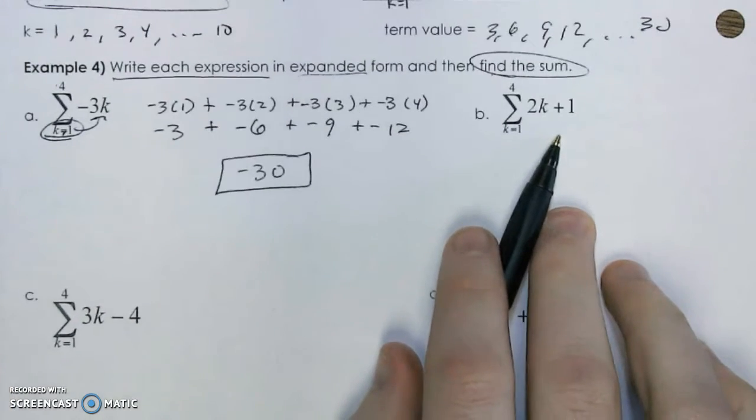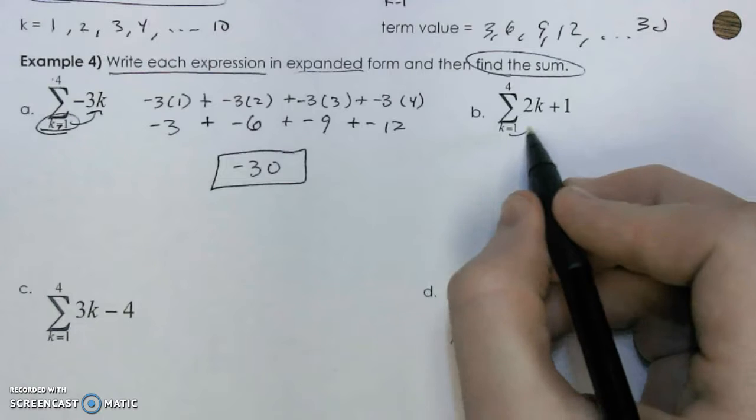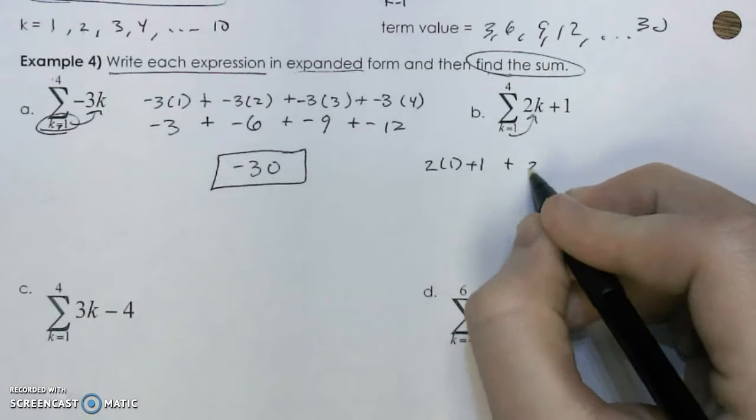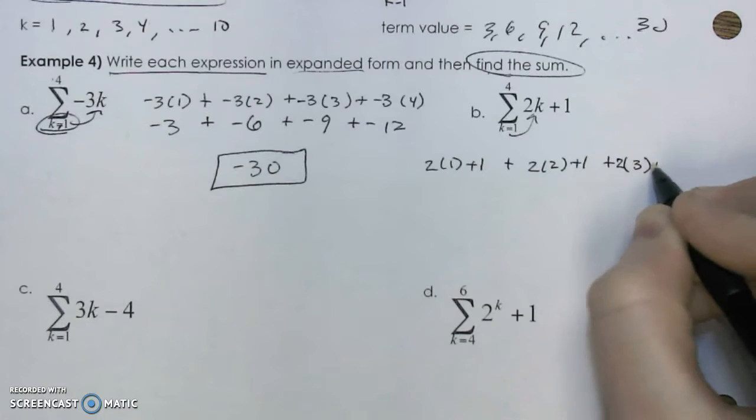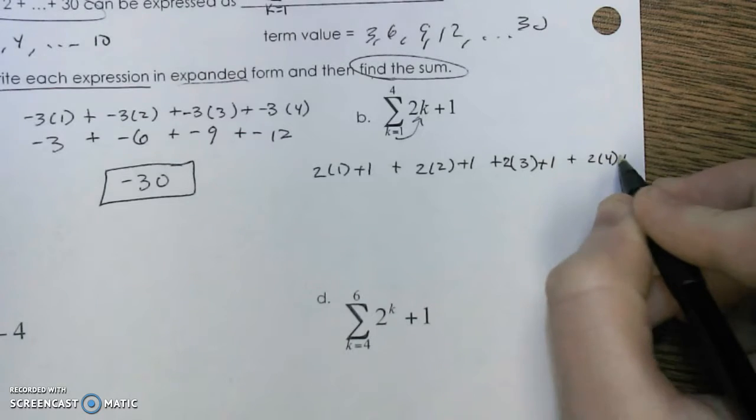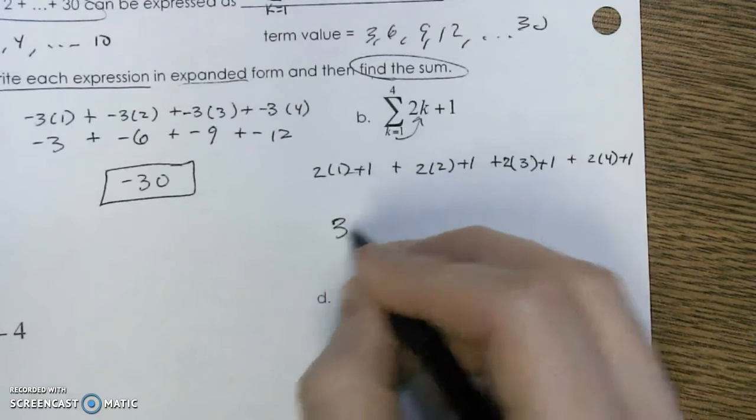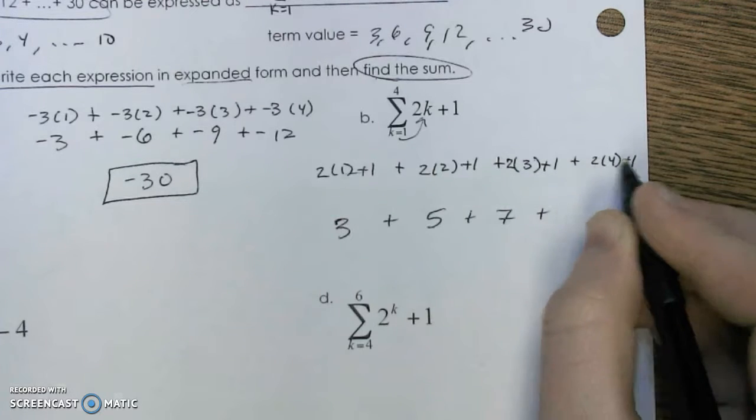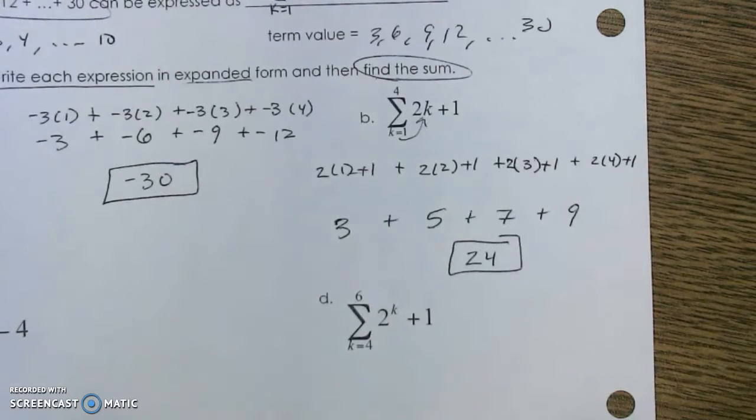So let's try B, unless you want to pause the video and try it on your own first. So this would be plug in 1, then we plug in 2, then we plug in 3, and then we plug in 4. And for these numbers, I'm getting 3, and 4 plus 1 is 5, and 6 plus 1 is 7, and 8 plus 1 is 9. And you add those all together and you get 24 for B.